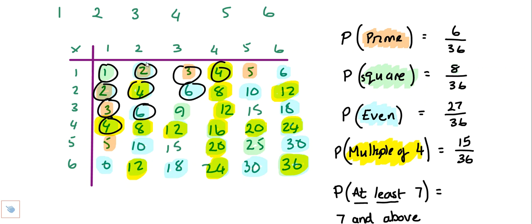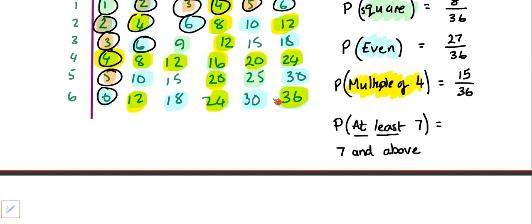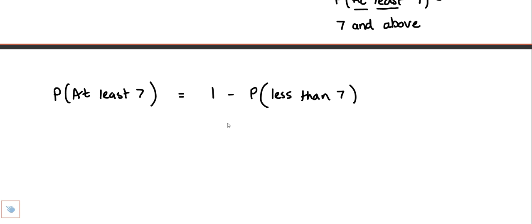You missed 4. 5. 6. Alright, so I've got 6, 7, 8, 9, 10, 11, 12, 13, 14. So I can consider it like this. I can do 1 minus 14 out of 36 will give me what I want, because it all has to add up to 1.